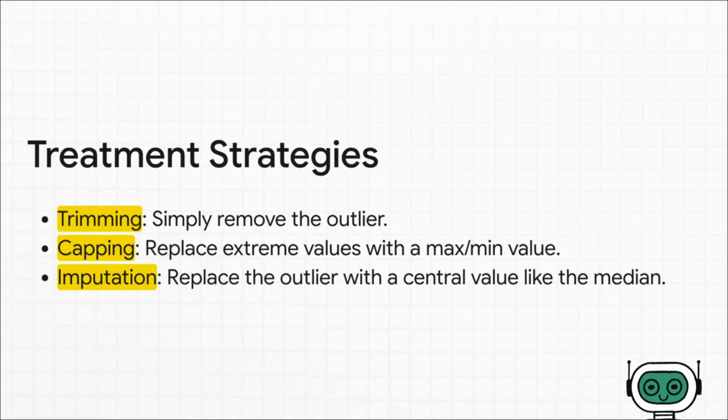Think of trimming as the most drastic option. Capping and imputation are a bit more gentle. They're about changing the value, not deleting the whole data point. The right choice always depends on your data and why you think the outlier exists.